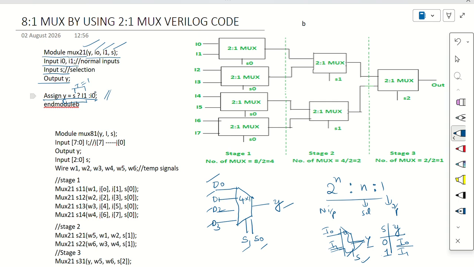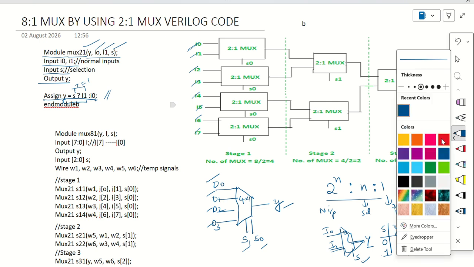In the same way, we can design the 8:1 multiplexer using 2:1 multiplexers, depending on the structure. In digital logic design, you can implement high level designs using low level designs. Here we have 8 inputs, I0, I1, I2, I3, I4, I5, I6, I7. Out of 8 inputs, only one input is transferred to the output Y at a time, depending on the selection. Three selection lines are required: S0, S1, S2.